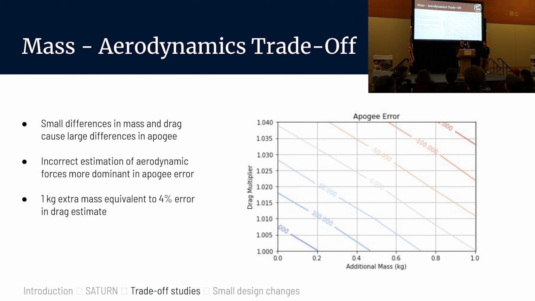In the plot, we can see contours of constant apogee. The grey line is achieving the target apogee. The red lines are if we undershoot apogee, and the blue lines are if we overshoot apogee. From this plot, we can see that small changes in aerodynamic forces dominate our apogee error. Indeed, 1 kilogram of extra mass is equivalent to only 4% error in our drag estimate, which is a very small percentage of our drag estimate error.